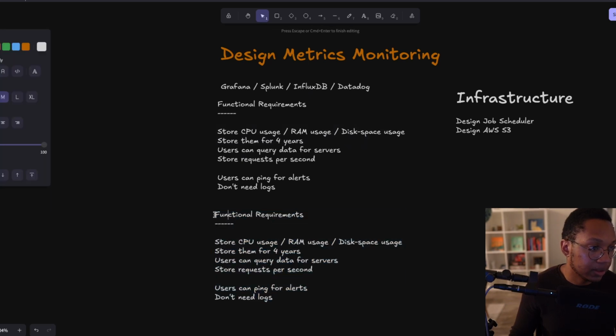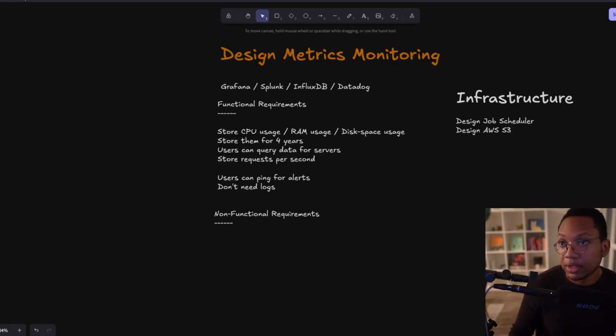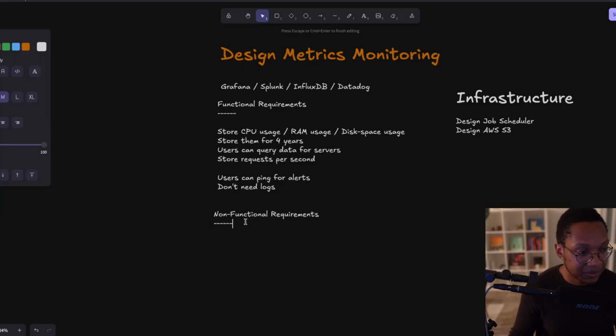And then the non-functional requirements. I'm kind of curious if anyone in chat can think of any non-functional requirements that would stand out for this. I'll give it a little bit of time if anybody wants to say what some non-functional requirements for this are. Cool. I guess I'm saying what the non-functional requirements are.